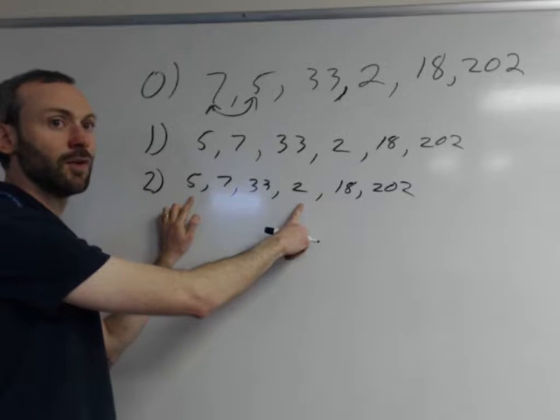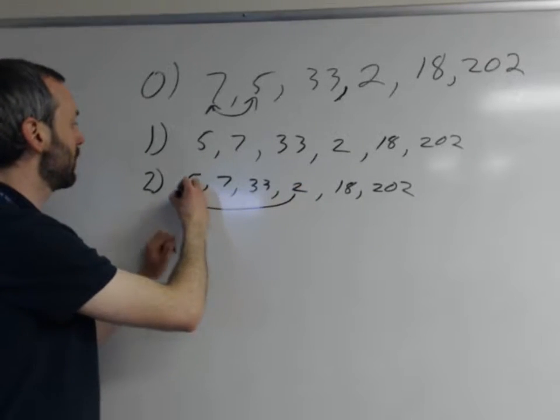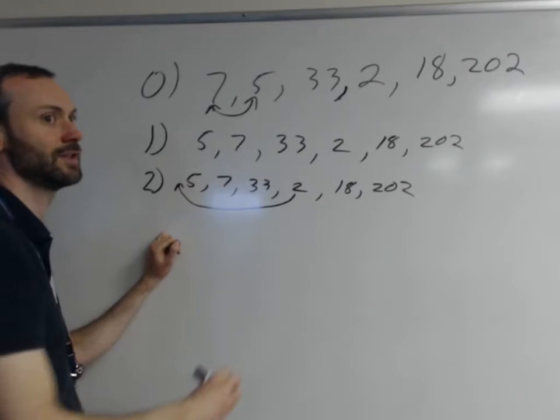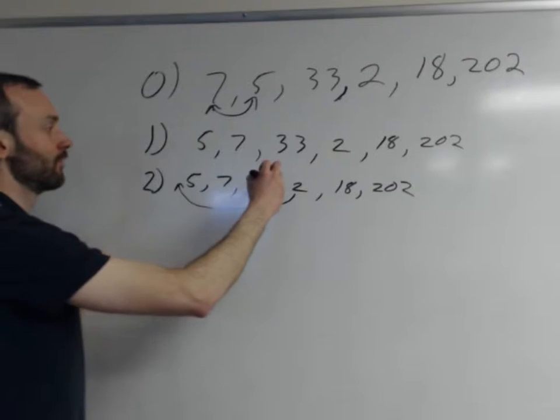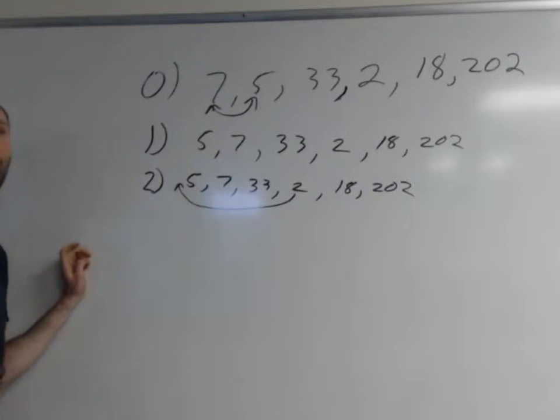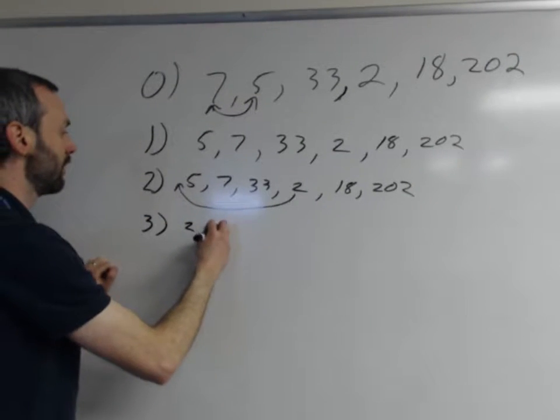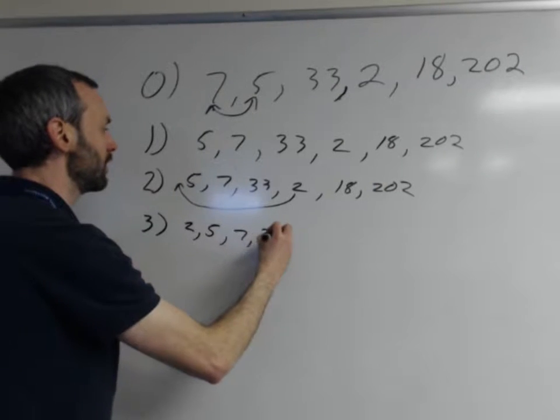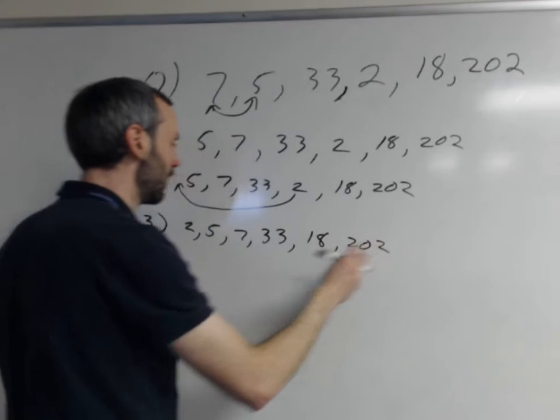Let's add the 2. Is it in the right place? What needs to happen? It needs to be moved to the front spot, and then these guys are shifted down. I said shifted down. What does that mean? Inside of an array, you'd have to bump them all over, so that could be an O of N operation right there. So step 3, you got 2, 5, 7, 33, 18, 2, 0, 2.